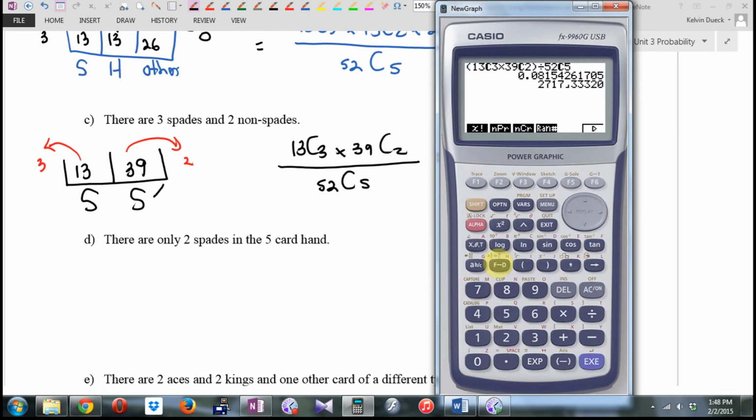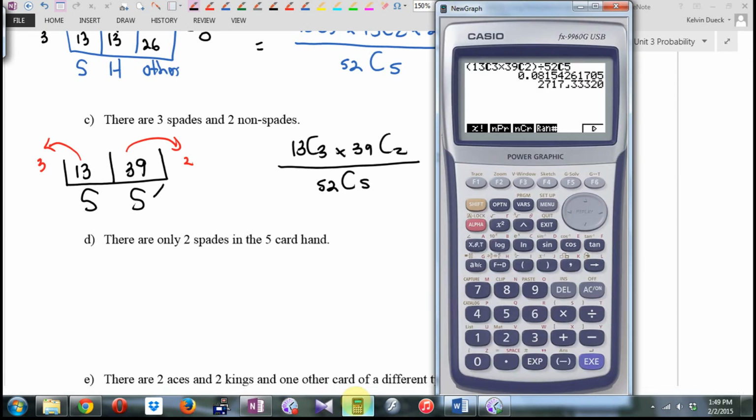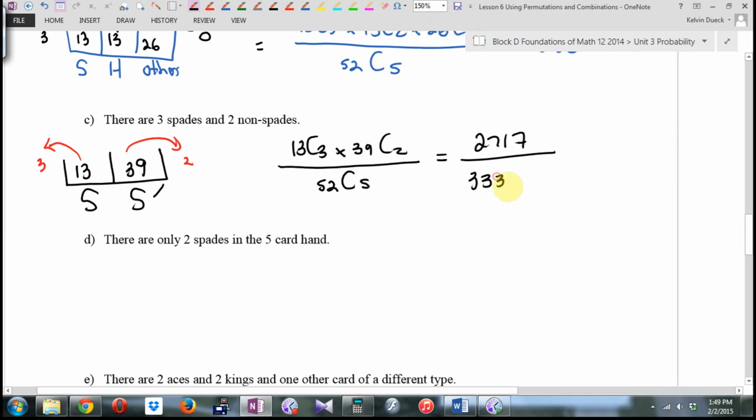Oh, and by the way, Kyle, you can see I said to you at the very beginning of this unit, we're good at very basic probabilities, but there's no way you're coming up with that in your head while playing cards. It's 2,717 out of 33,320. That's the probability that I get 3 spades and 2 non-spades. Is that the worst possible hand? Nope, because that's still 3 of one color. I think the worst possible hand would be 1, 1, 1, and 2 with 5 cards.